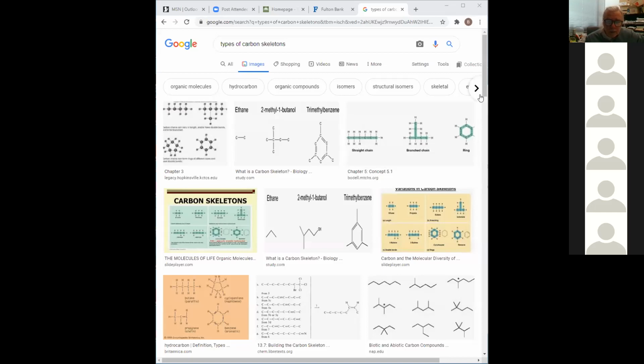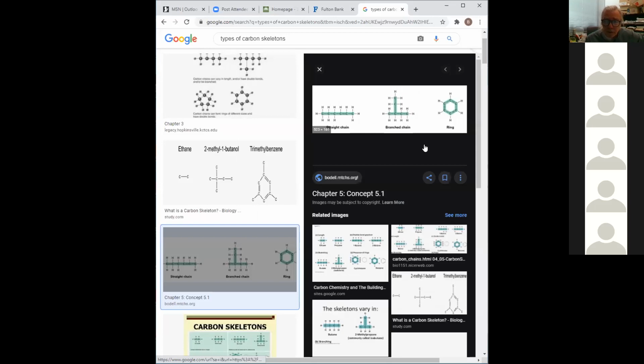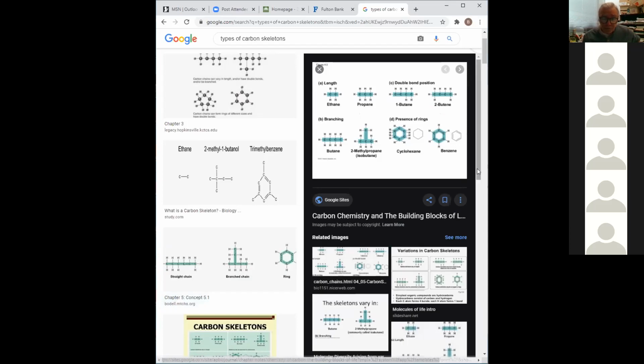So, types of carbon skeletons, like here: straight chain, branched chain, ring, anything. That's one of the reasons why carbon is so versatile, because you can make so many different shapes with it. And you've got single bonds, double bonds, sometimes triple bonds with carbon. So it's really versatile. Okay, so there's a reason why it's carbon-based life.